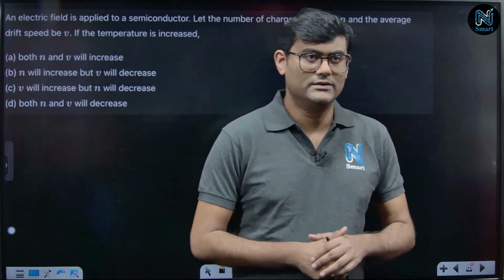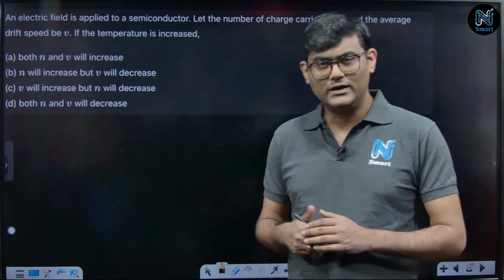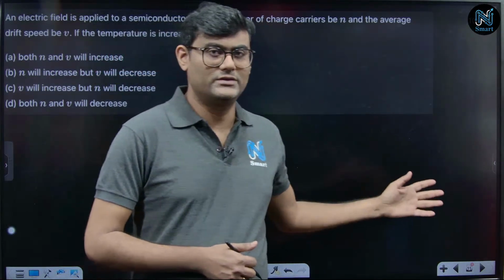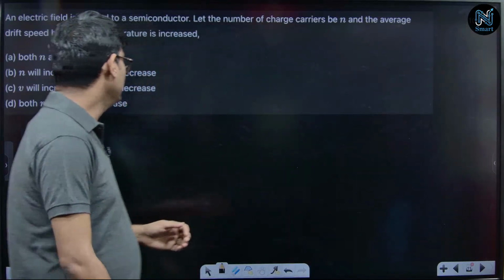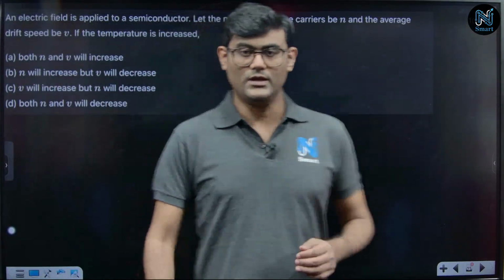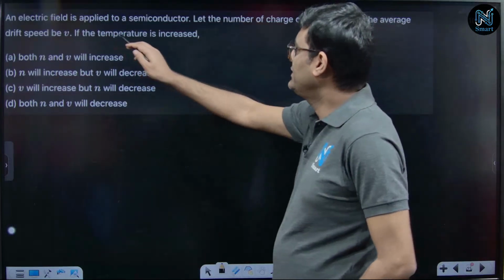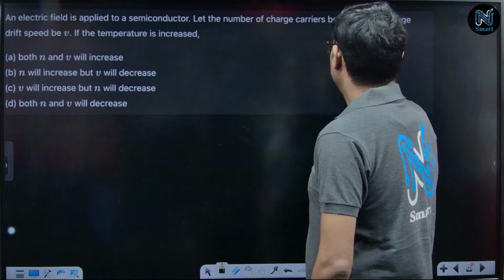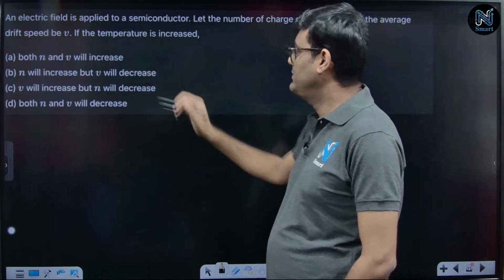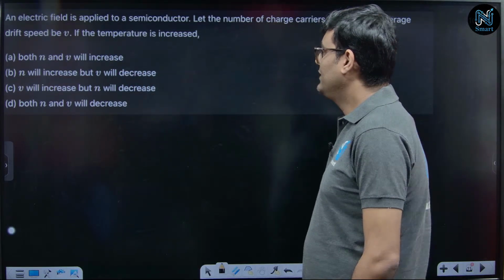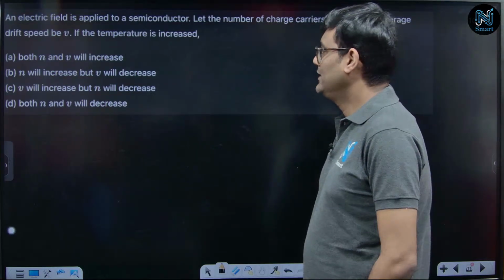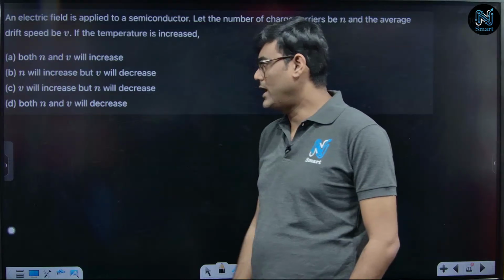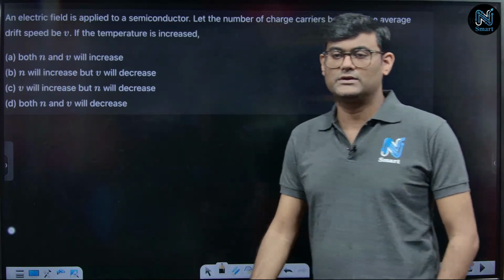As I told you, the difficulty level of this paper is easy to moderate level. Okay, so let's start with the first question. What we have in our question, as you can see on your screen, it says that an electric field is applied to a semiconductor. Let the number of charge carriers be n and the average drift speed be v. If the temperature is increased, then which of the following options is correct? You have to choose one option only. It's a single option correct type question.